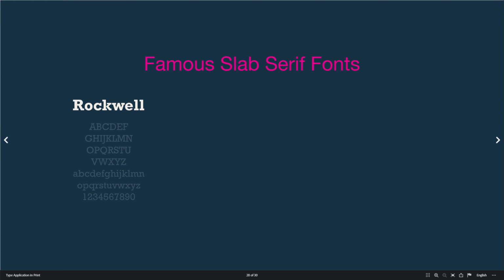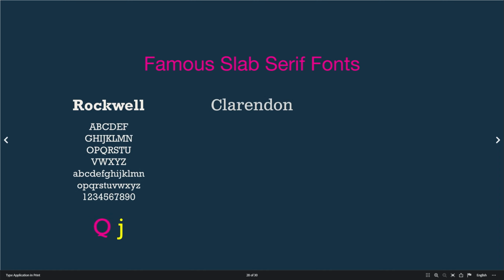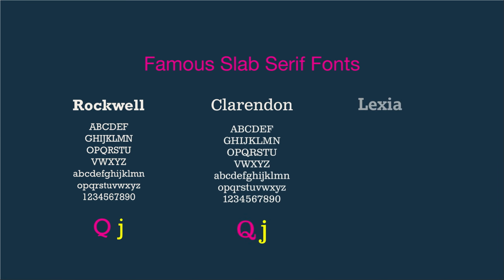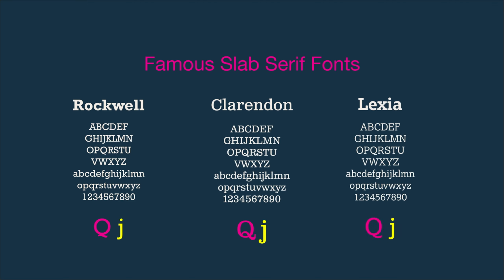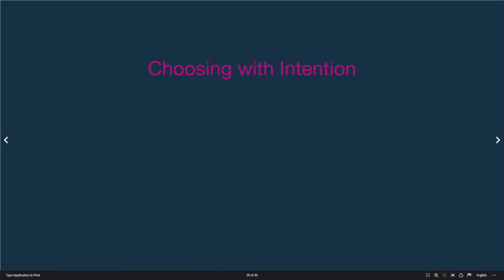Commonly used slab serif fonts include Rockwell, Clarendon, and Lexia, valued for their bold, block-like serifs and strong presence in headlines, posters, and packaging. These fonts share key structural similarities: thick, block-like serifs, minimal to no stroke contrast, square-shaped serifs, and vertical stress. Together, these features give slab serifs their bold, confident, and highly visible character, making them ideal for headlines, posters, and packaging. To wrap up, always choose your type with intention.